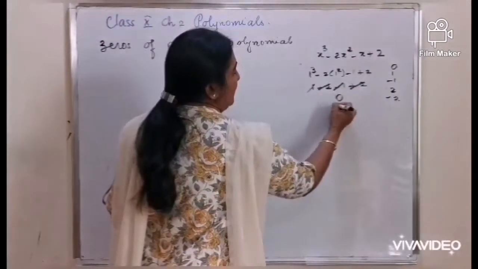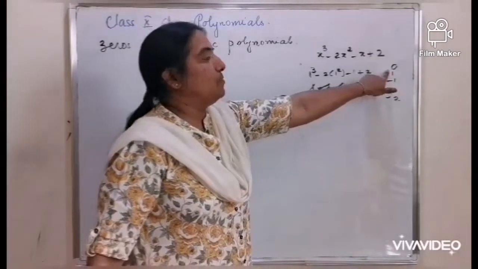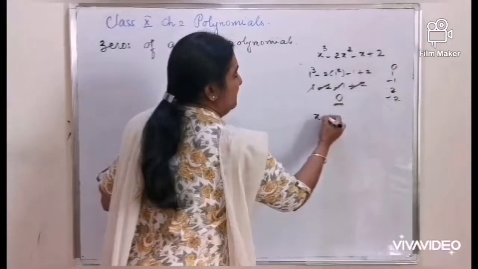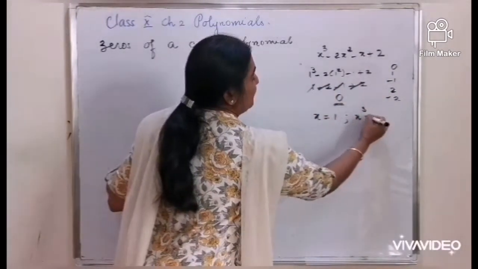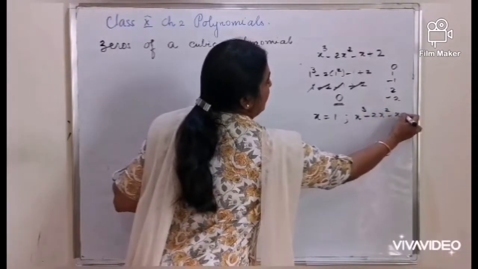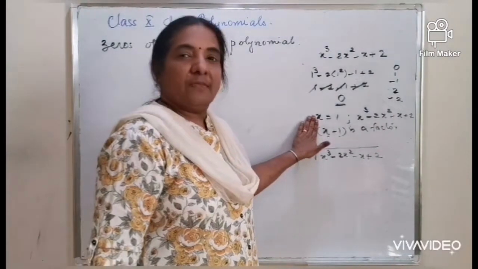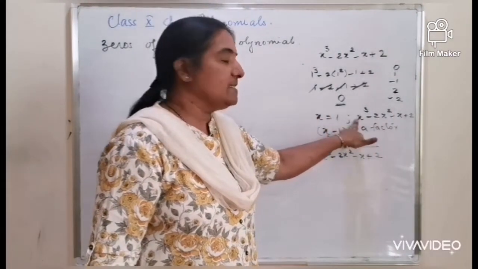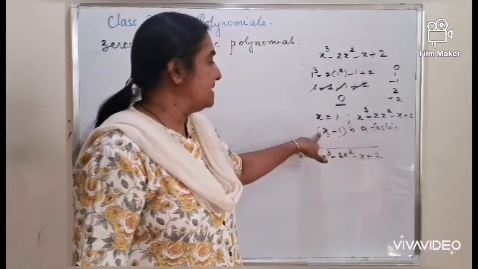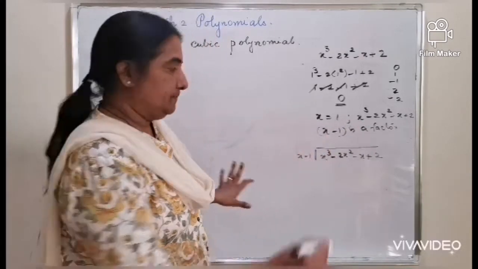Thus, with the value of x equal to 1, the polynomial x cube minus 2x square minus x plus 2 became a 0 polynomial. x equal to 1 is making this polynomial a 0 polynomial. Thus, x minus 1 is a factor.